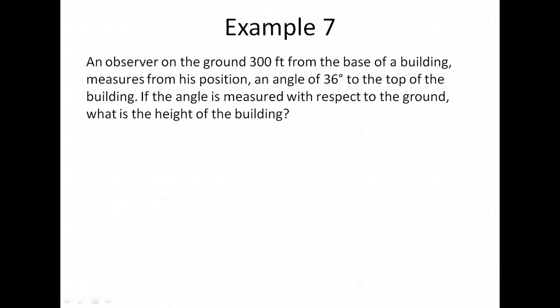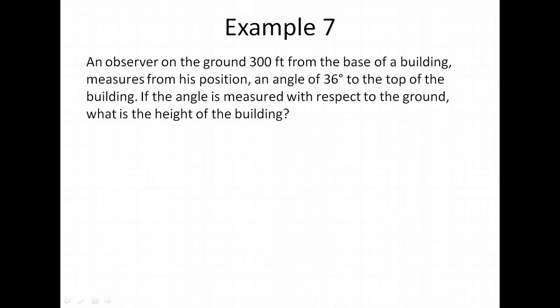Okay, so you have an observer on the ground that's 300 feet from the base of a building. He measures from his position an angle of 36 degrees to the top of the building. If the angle is measured with respect to the ground, what is the height of the building? Okay, so here's what we're talking about. You've got a right triangle that's formed by the observer, the building, and his line of sight. Okay, the line of sight, because they said that he had to raise his eyes 36 degrees to see the top of the building.